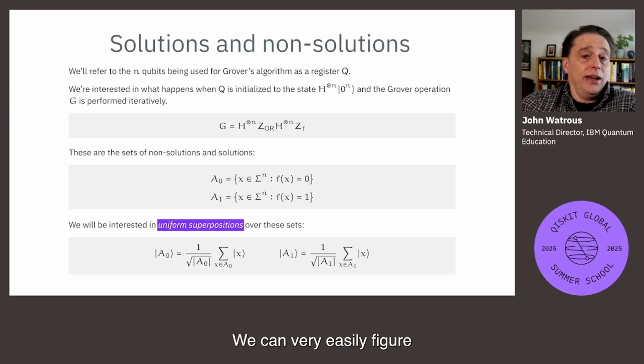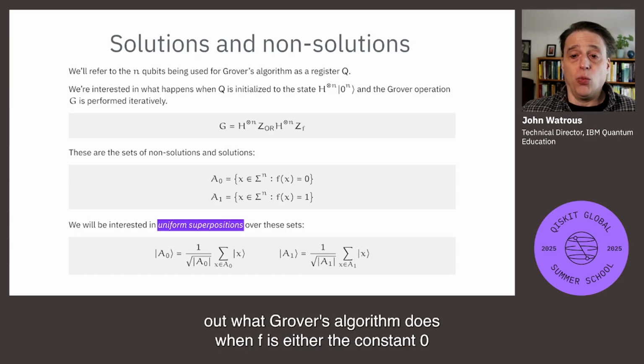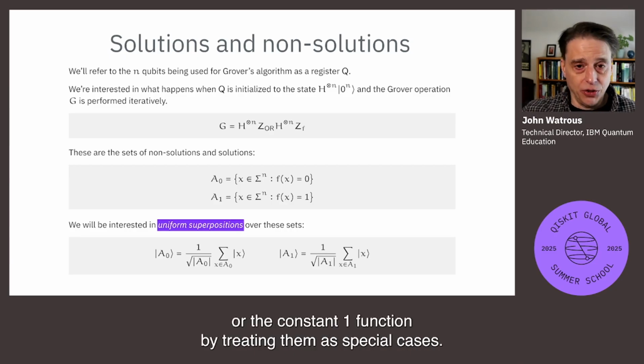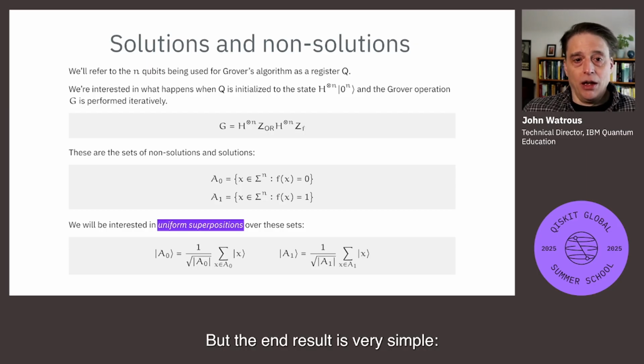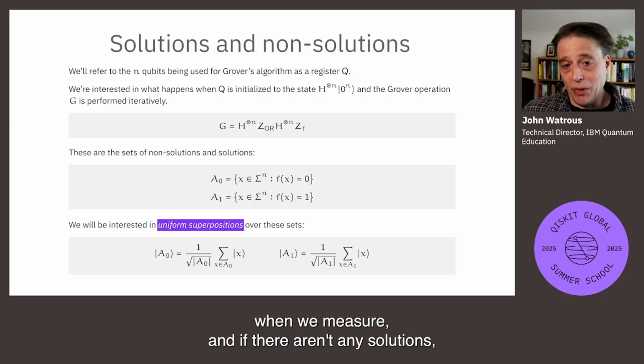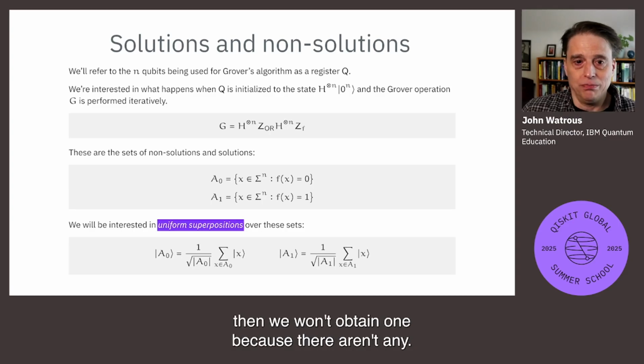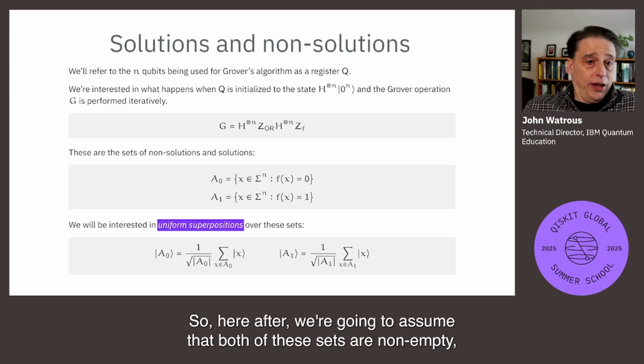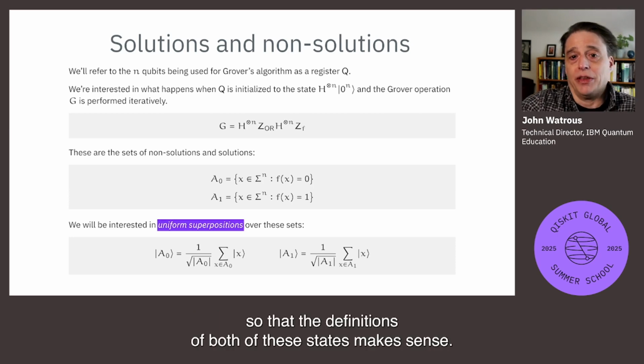We can very easily figure out what Grover's algorithm does when f is either the constant 0 or the constant 1 function by treating them as special cases. But the end result is very simple. If every string is a solution, we will indeed obtain a solution when we measure, and if there aren't any solutions, then we won't obtain one because there aren't any. So hereafter, we're going to assume that both of these sets are non-empty, so that the definitions of both of these states make sense.